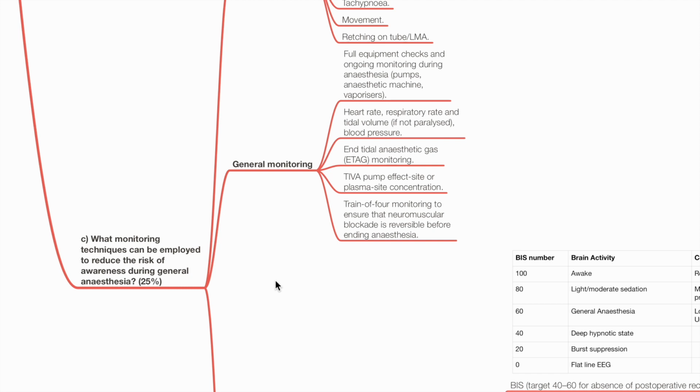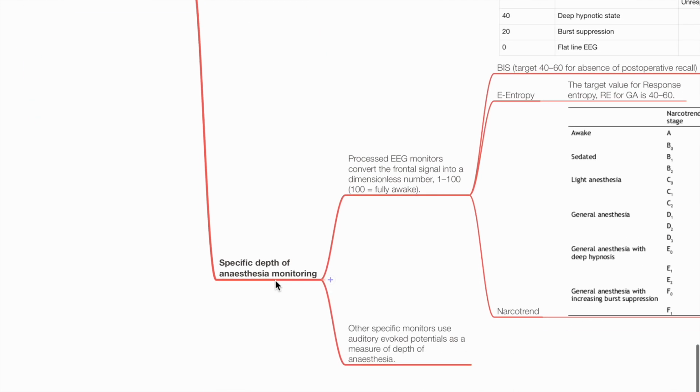General monitoring: full equipment checks and ongoing monitoring during anesthesia, including pumps, anesthetic machine and vaporizers, heart rate, respiratory rate and tidal volume if not paralyzed, and blood pressure. End-tidal anesthetic gas monitoring, TIVA pump effect site or plasma site concentration, train of 4 monitoring to ensure neuromuscular blockade is reversible before the end of anesthesia.